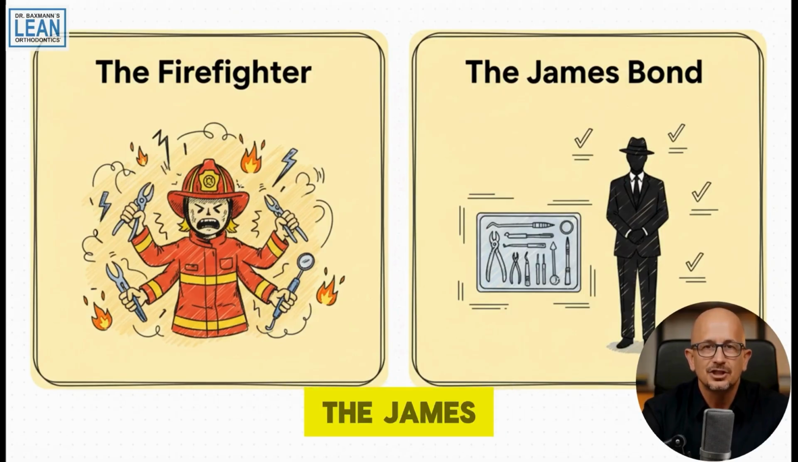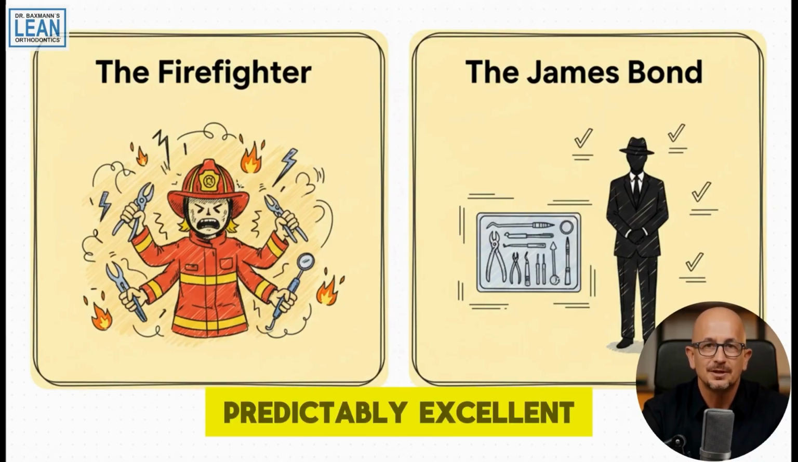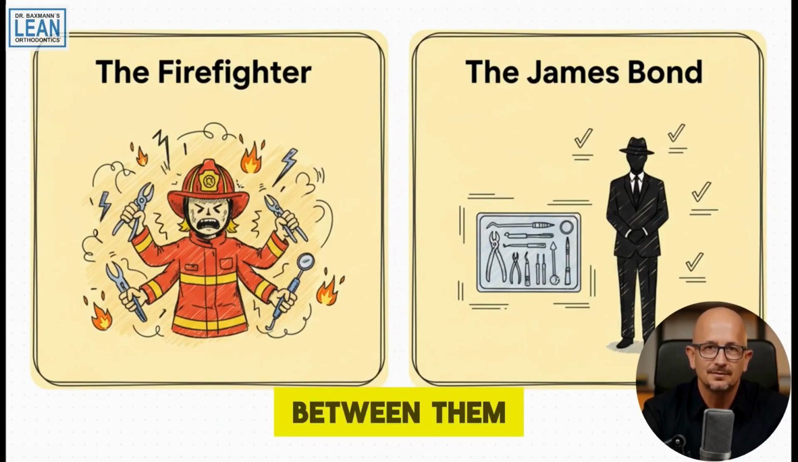But then there's the James Bond professional. This person follows the system. They stay composed. They're always in control, even when things get complicated. Their work environment is basically zero stress, and the results are predictably excellent every time. The difference between them? It's discipline.